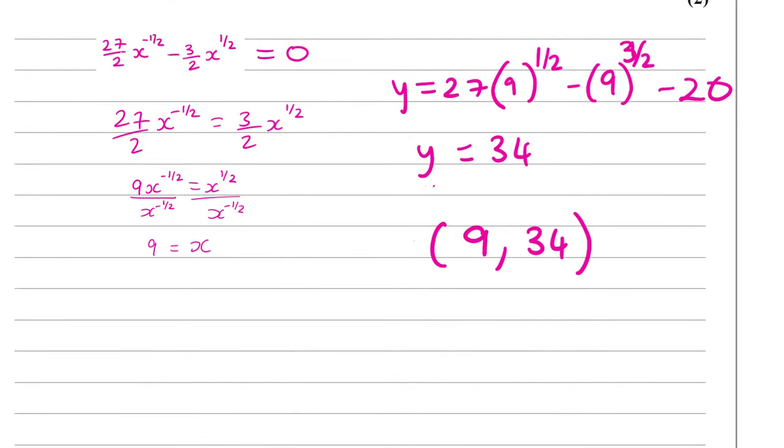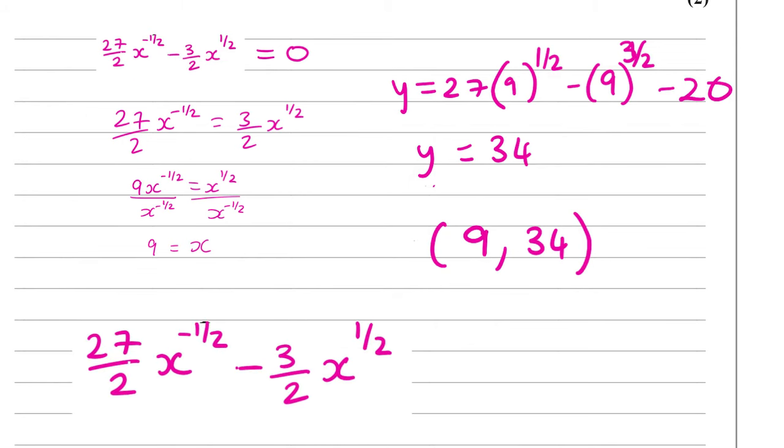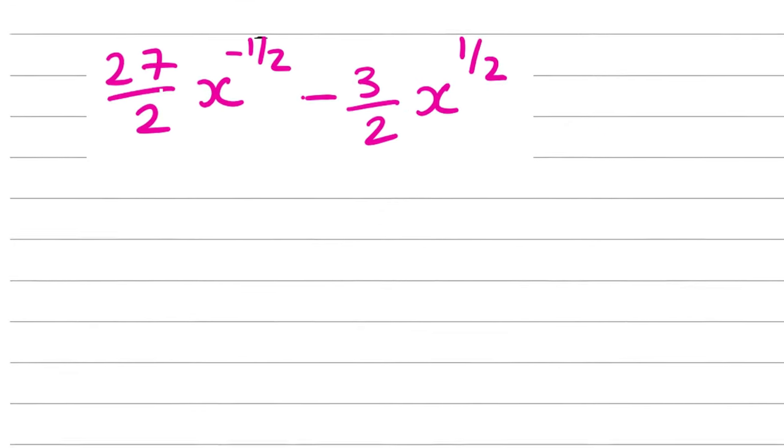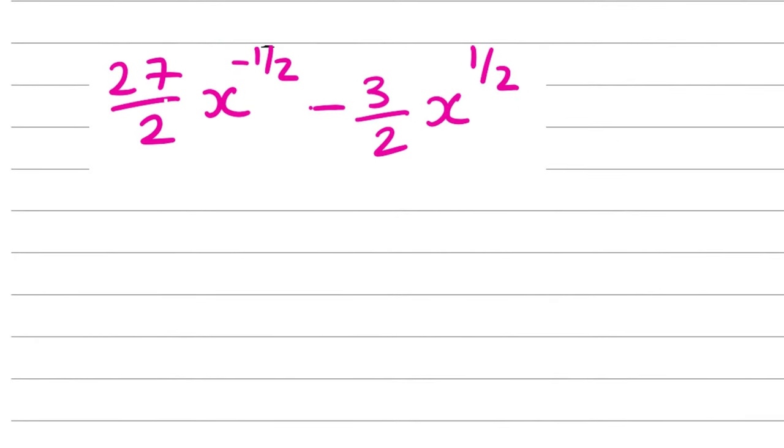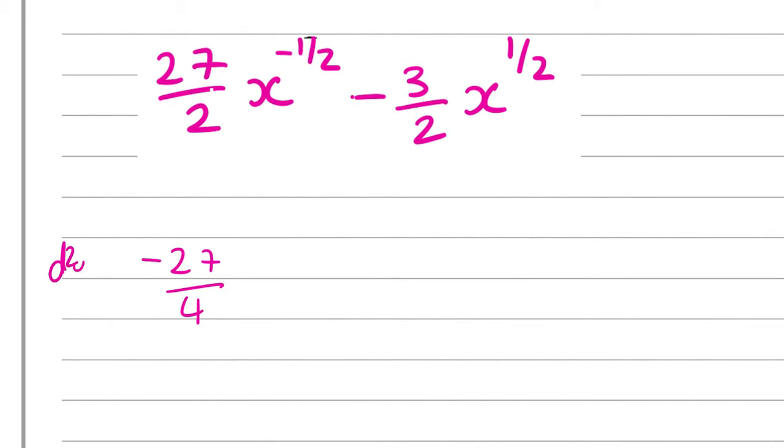Okay, so I need to differentiate again. Substitute x. Exactly. Oh my. So I'm going to differentiate this again. Okay, so bring the power down. Minus 27 over 2 times negative a half. Minus 27 over 4. X to the power of minus 3 over 2. X and minus a half minus 3 over 2. Take away 1. Bring the power down. Minus 3 over 4x. And then a half take away 1.